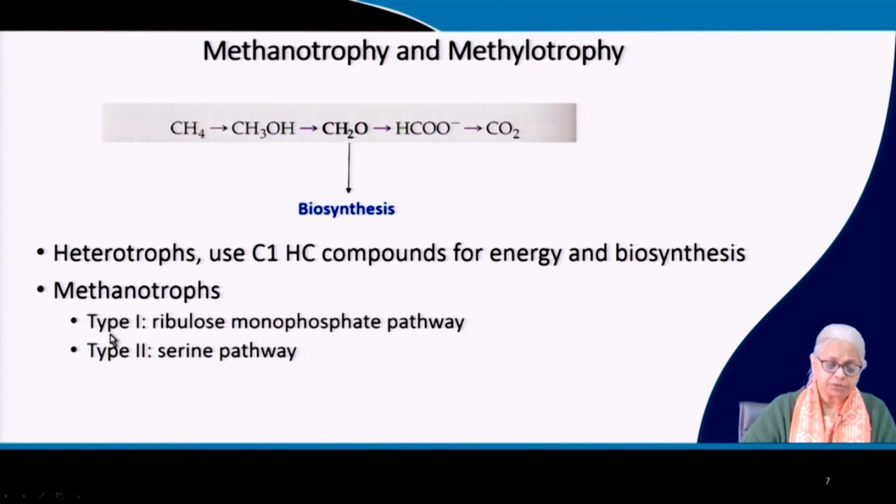And methanotrophs type 1 and type 2, these are the two pathways by which methanotrophs, meaning bacteria that are utilizing methane or methanol as their substrate. So ribulose monophosphate pathway and the serine pathway are utilizable.